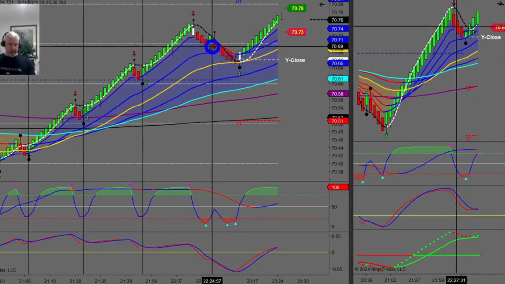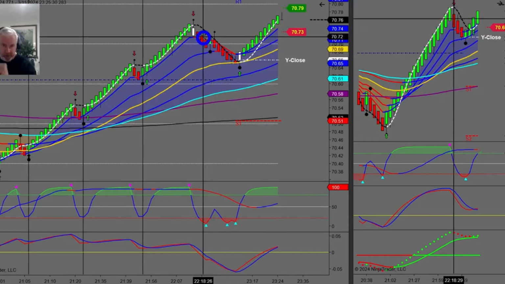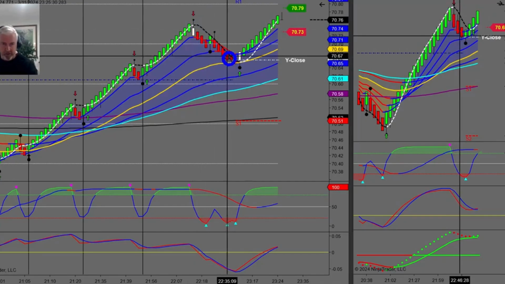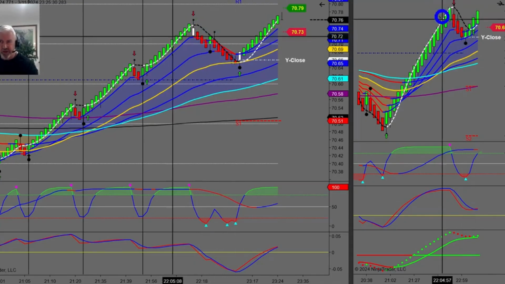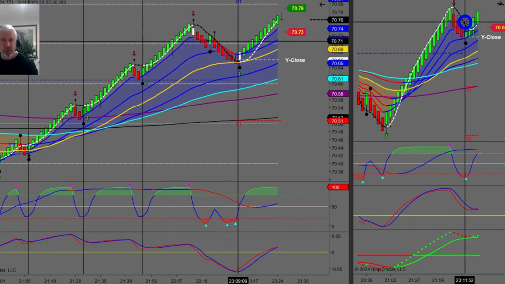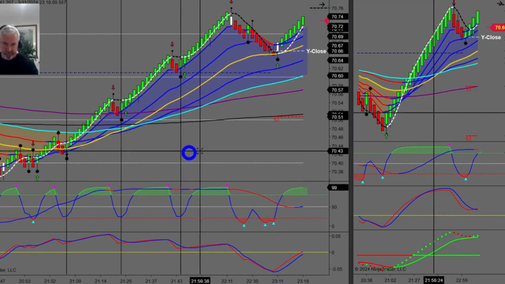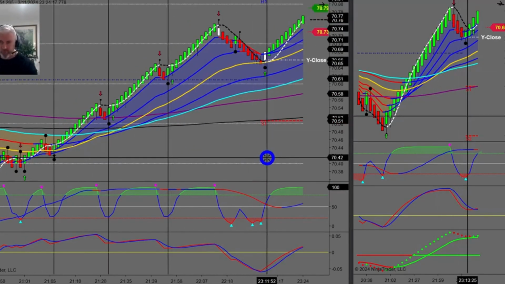Now what about this one? No, we're not going to take this one. Why? Because we're against the trade line on both the entry chart and the anchor chart 1. Very simple rule that'll keep you out of a lot of losing trades.